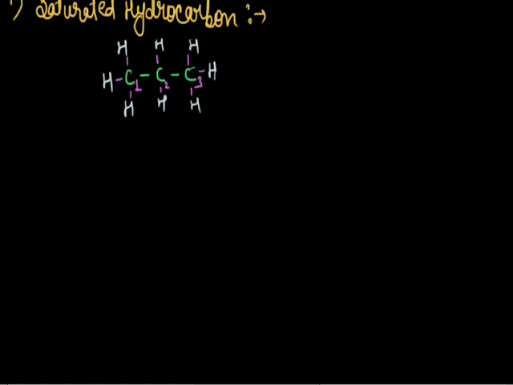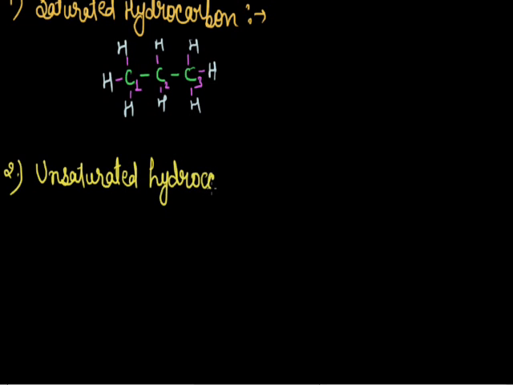Now, unsaturated hydrocarbon. Carbon has the tendency to form a single covalent bond, double covalent bond, and triple covalent bond. So when a single covalent bond is present between carbon and carbon, then that type of hydrocarbon is known as saturated hydrocarbon. But along with single bond, if a double bond, or triple bond, or both types of bonds are present between carbon and carbon, then that type of hydrocarbon is known as unsaturated hydrocarbon.